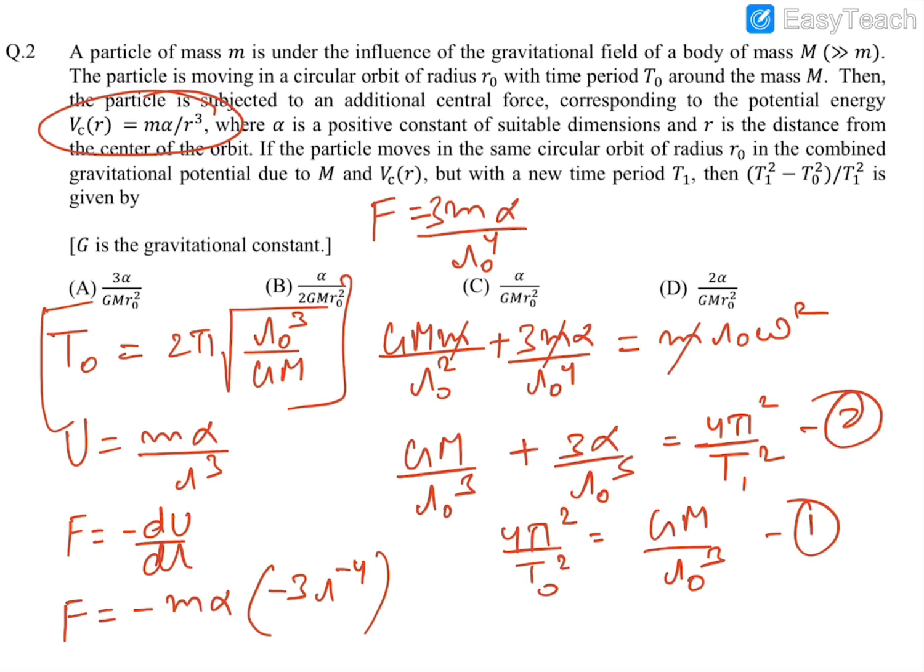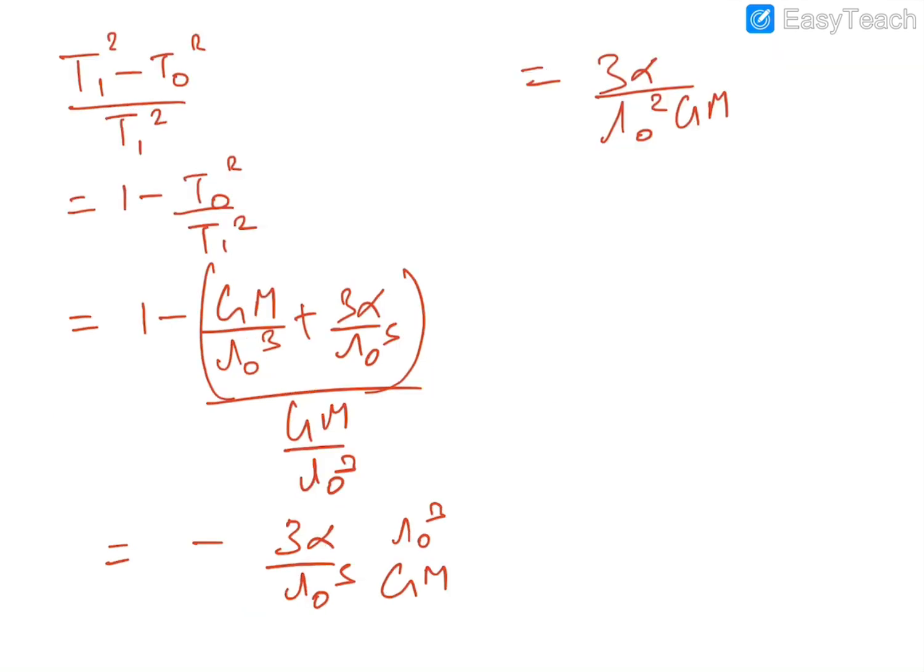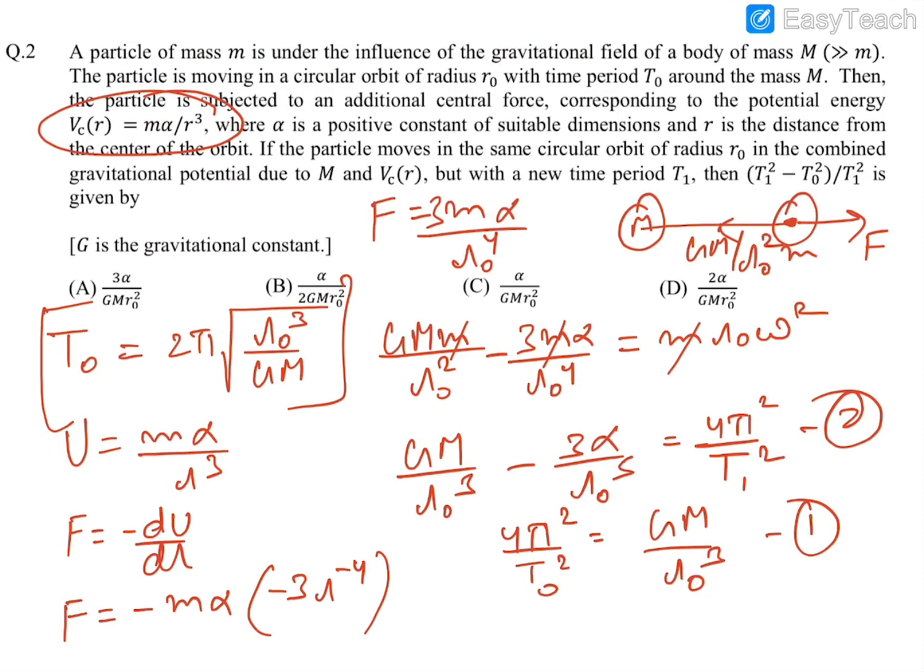and when we have derived the expression of this force, this force is coming positive, which means that this force is acting away from the center of the particle. If this is M and this is small m, then this force is acting in the outward direction, and Gm by R naught square is acting towards the center. So obviously there would be a negative sign here, and due to that negative sign there would be a positive sign here. So this is negative and this is positive. So the correct answer is 3 alpha by R naught square Gm. This one, A. Now we move on to the next question.